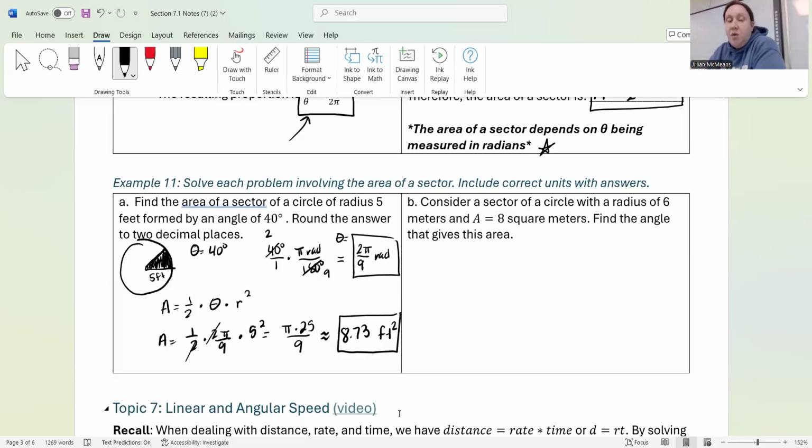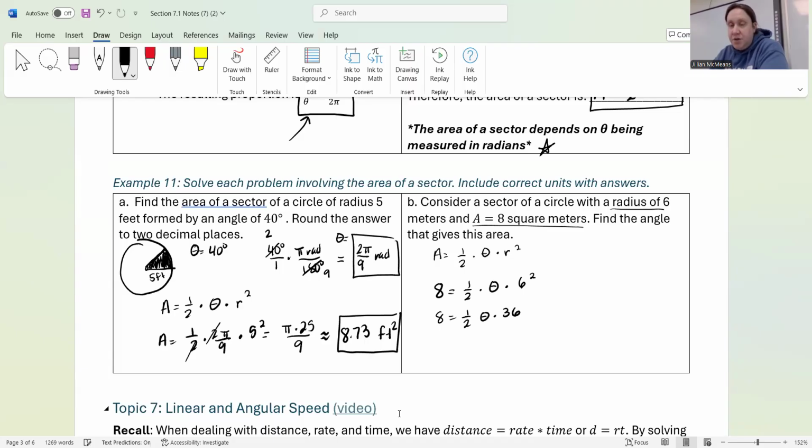Now part B says: consider a sector of a circle with a radius of 6 and an area of 8 square meters. Find the angle that gives this area. So we need to think about the formula. We have area equals 1/2 times the angle theta times the radius squared. We know the radius, we know the area, we don't know the angle. So fill in what you do know. The area is 8 square meters. We don't know what theta is, but we do know that the radius is 6. So let's simplify a little bit. I get 8 equals 1/2 theta times 6 squared, which is 36.